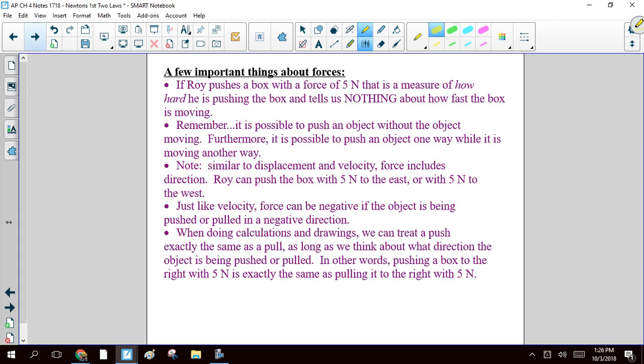A couple important things to remember about forces. First of all, force measures how hard the object is being pushed and has absolutely nothing to do with how fast the object is moving. That is a common mistake that people make, confusing how hard the thing is being pushed with how fast it's moving. Remember that just because you've got a force on an object doesn't mean it's moving. And furthermore, it's possible to be pushing an object one way while it's moving the other way.